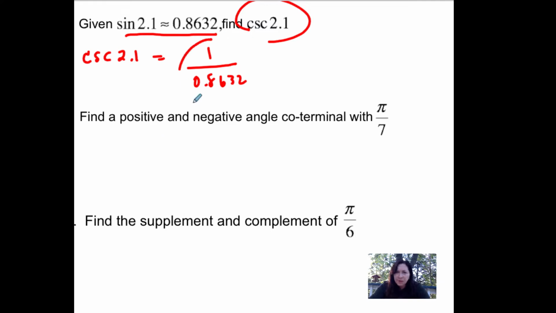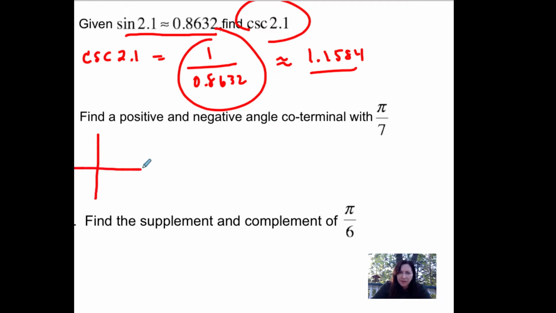Okay, that's your answer without a calculator. I guess with the calculator, you could divide that out if you were allowed a calculator, and you would get, I think, that value. But most times you're not using a calculator. The next one says, find the positive and negative angle with pi over 7.